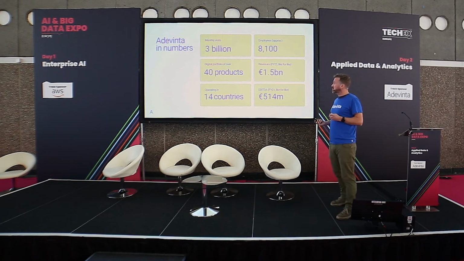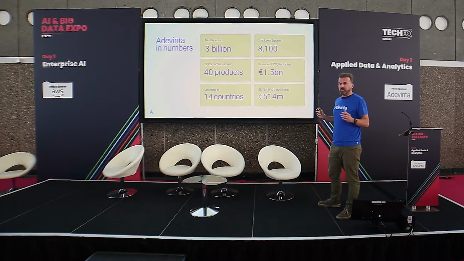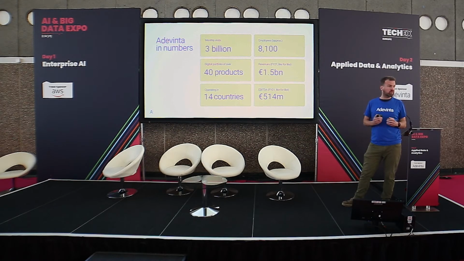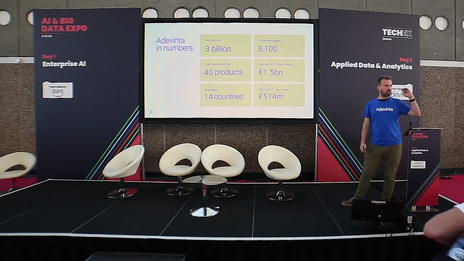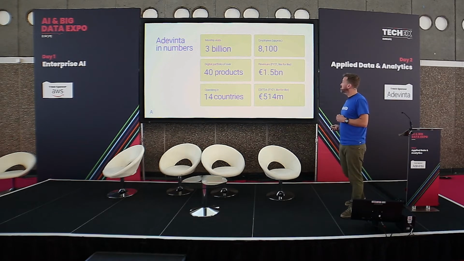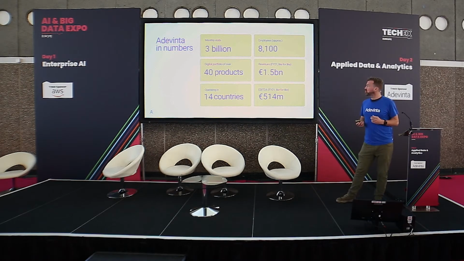So let's look at Adevinta in numbers. So we have many of these marketplaces worldwide, and if you add all the users together, we get 3 billion monthly visits on these sites. If you look at the traffic in a country, typically our marketplaces are in the top 10 of the country's traffic. So you have your Facebook, Google, Instagram, TikTok, and then there's one more: marketplaces. So that's how popular typically these sites are. We have 40 such sites worldwide and are operating in 14 different countries. We have 8,000 employees worldwide and 1.5 billion in revenue.